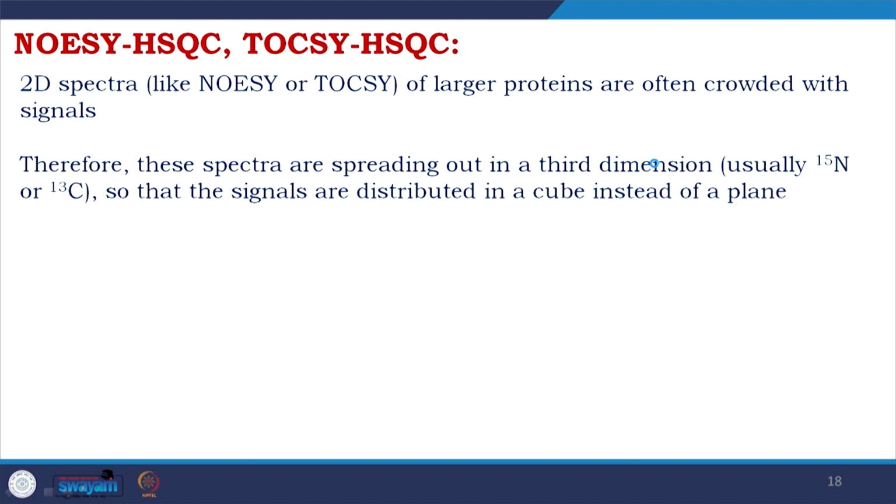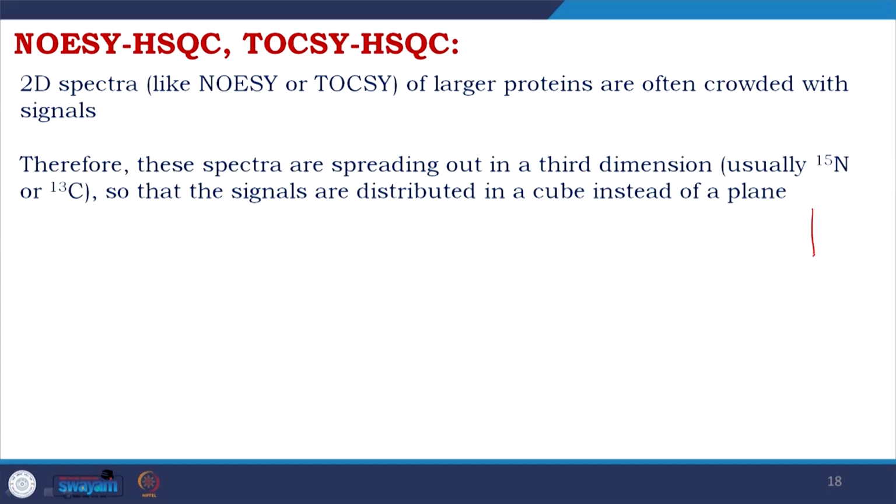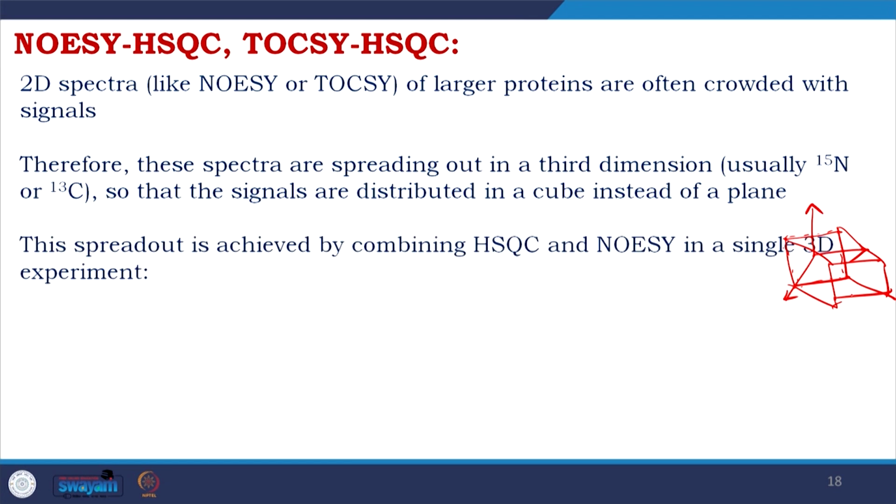So, therefore, because the spectra are crowded with signals in a larger protein, the spectra are spread out in a third dimension, usually 15N or 13C, so that the signals are distributed in a cube instead of a plane. So, if you have 2 dimensions, if you make it 3, like 2 dimensions, right. Instead you make this. So, basically what you make is this one with this one. Now, it is in the cube. So, you get a higher dimension, it is higher resolution.